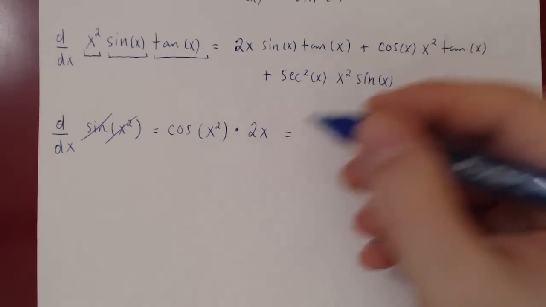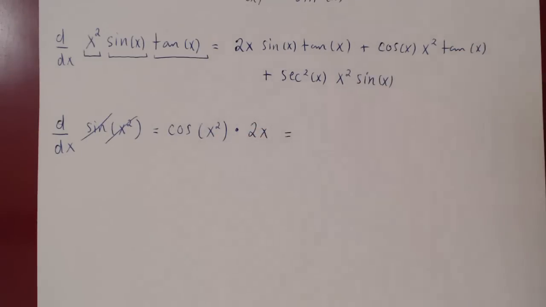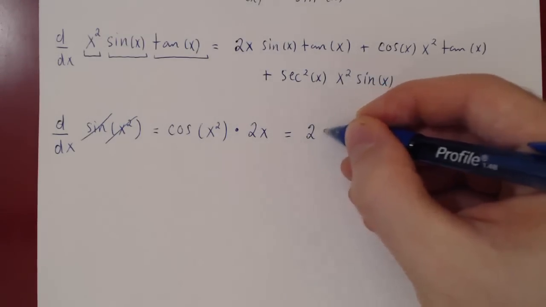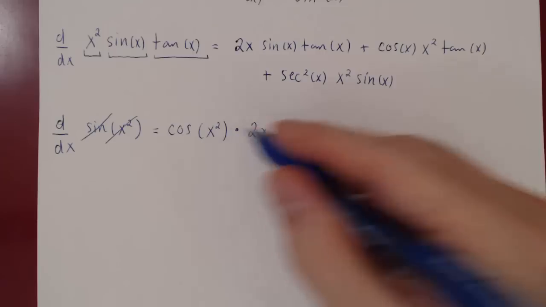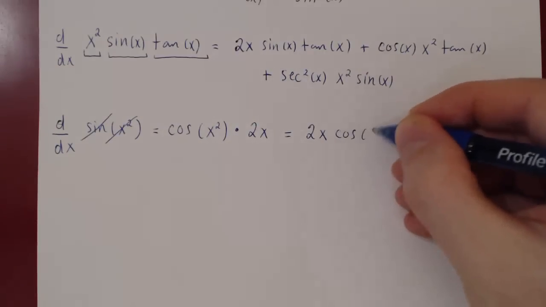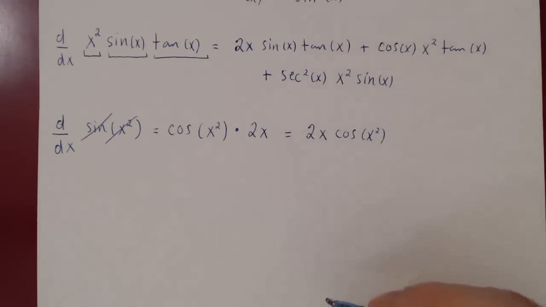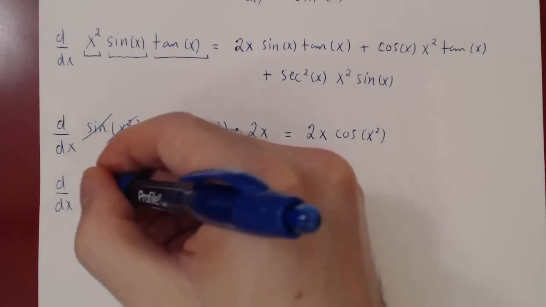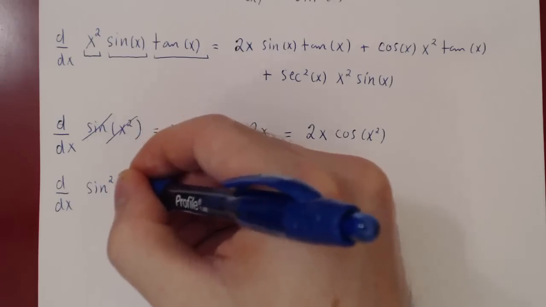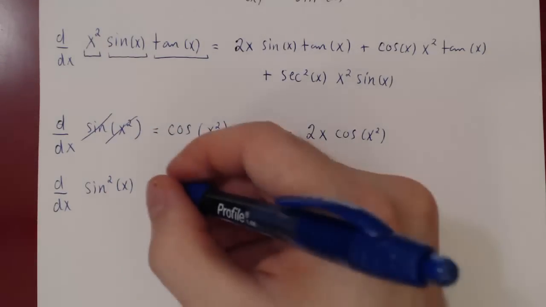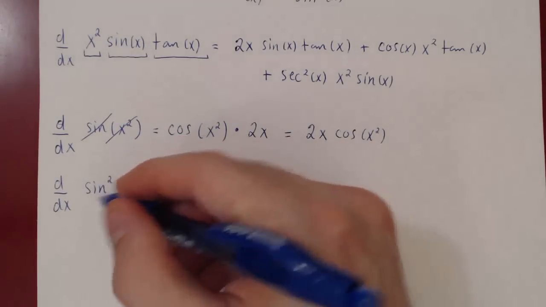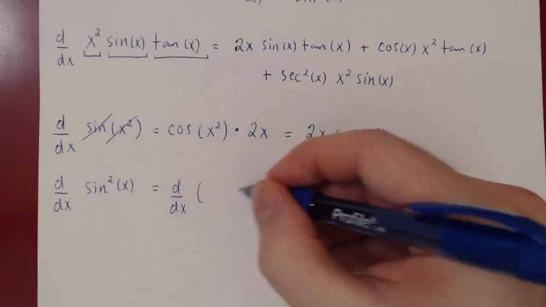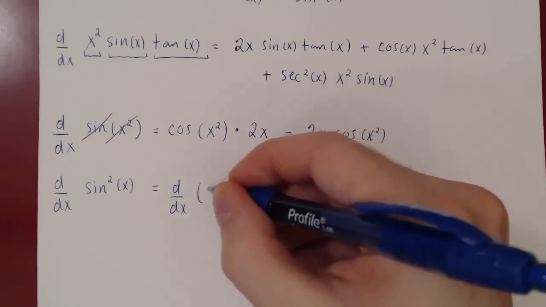And because usually, when we have a product of several terms, we write the simplest terms first, and then later the more complicated one. So 2x cos of x squared. Now what if we ask for the derivative of now sine squared of x? Well, remind yourself that here we're squaring the sine function. So now rewrite this. This is the square of sine of x.